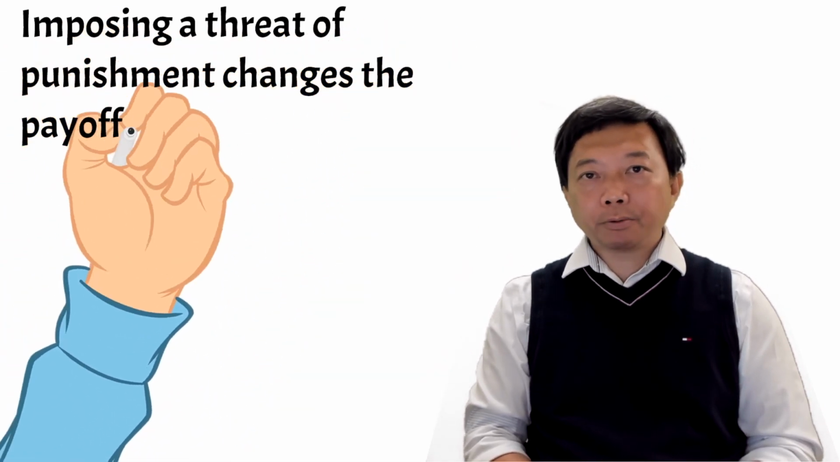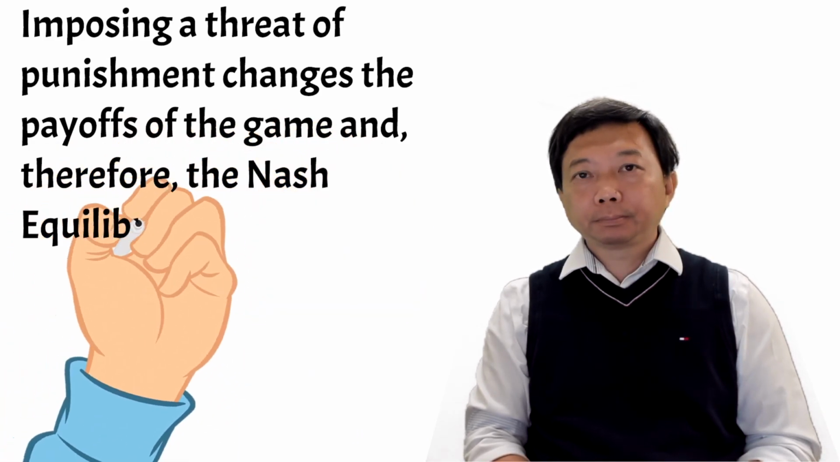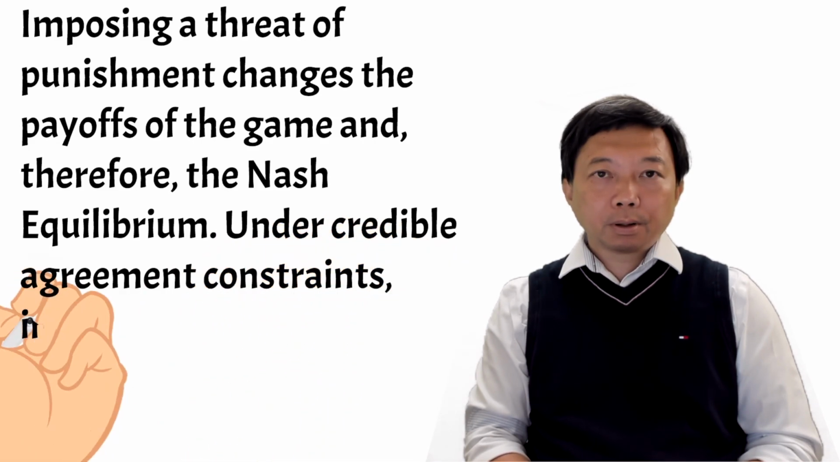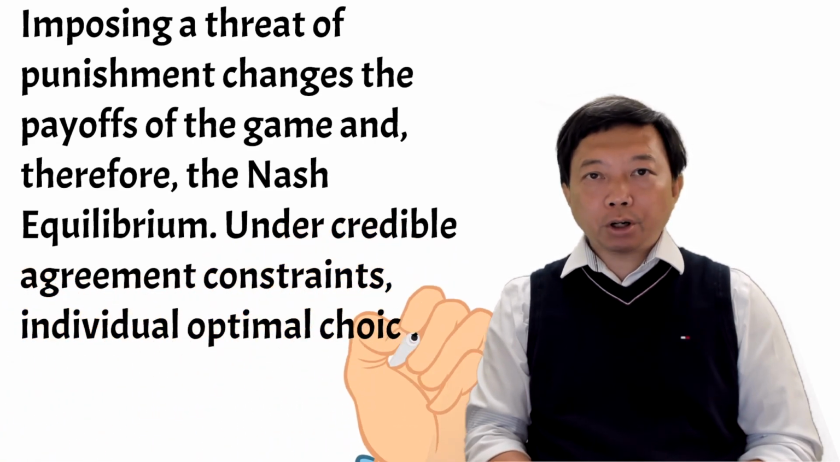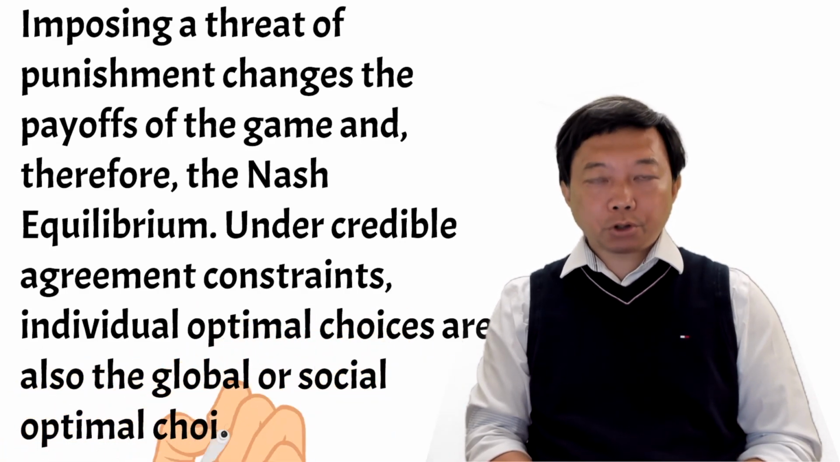Imposing a threat of punishment changes the payoffs of the game, and therefore the Nash equilibrium. Under credible agreement constraints, individuals' optimal choices are also the global or social optimal choices.